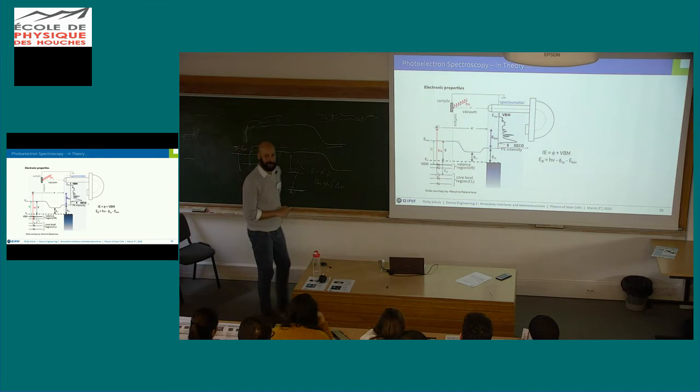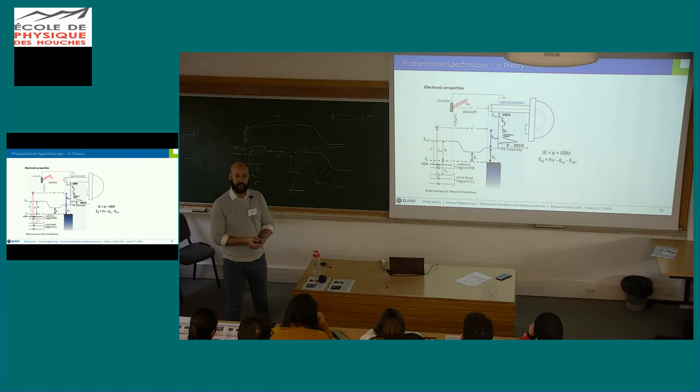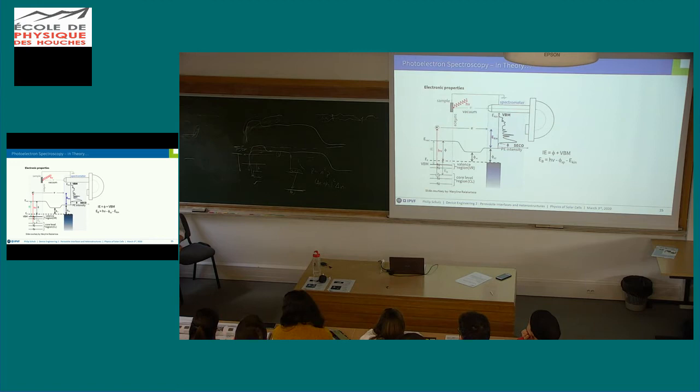And now, let me put this question again. What would happen if the work function of your spectrometer is higher than the work function of your semiconductor? Any idea? So the electron could actually not be detected. So it would be here, and you would not register the secondary electron cutoff. You would get a secondary electron cutoff that is only depending on the work function of your spectrometer.